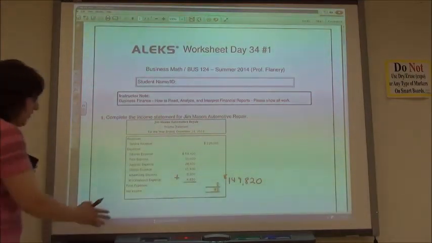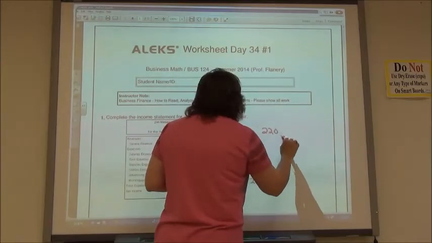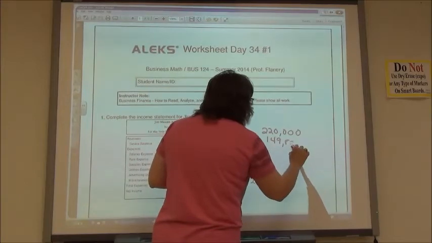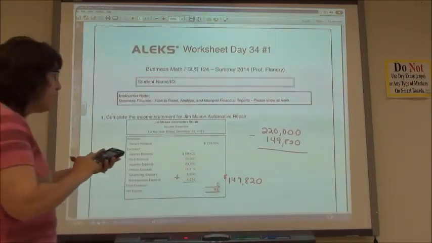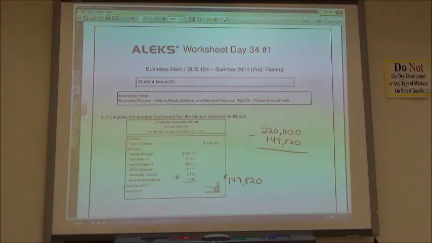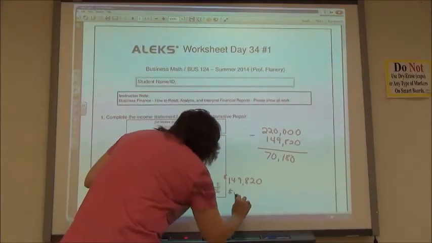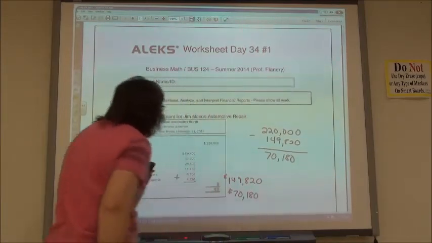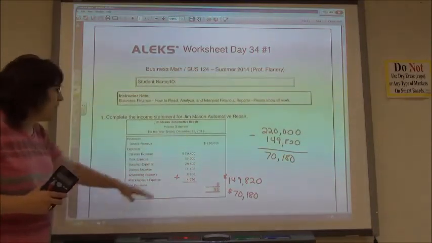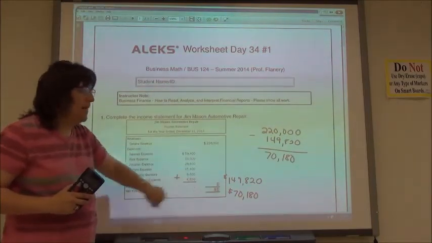So the total of all their expenses, $149,820. Then it wants to find the net income. If I'm going to find the net income, I'm going to take my revenue, $220,000. I'm going to subtract off my expenses, $149,820. And so if I subtract those two numbers, I get $70,180. And so just an example of an income statement where they've already done the revenue for you. You have to add up the expenses, and then the net income, the difference between the revenue and the expenses.